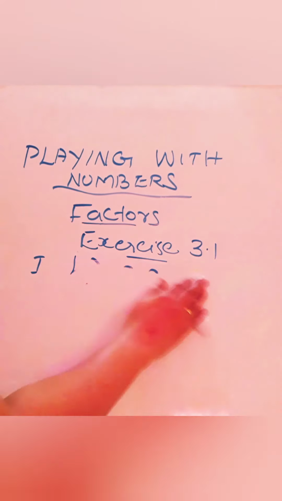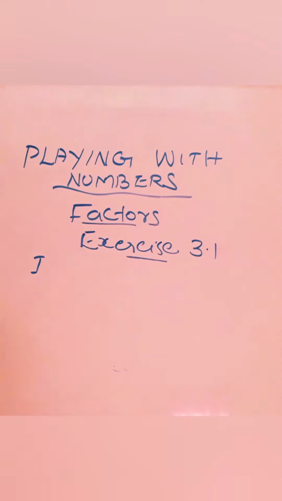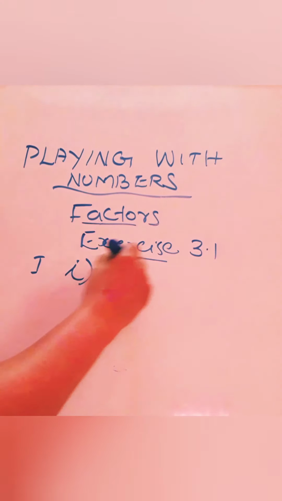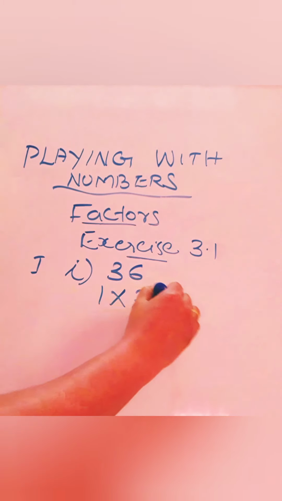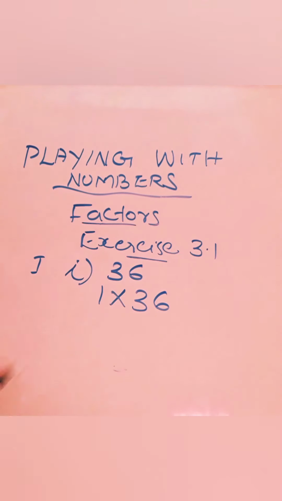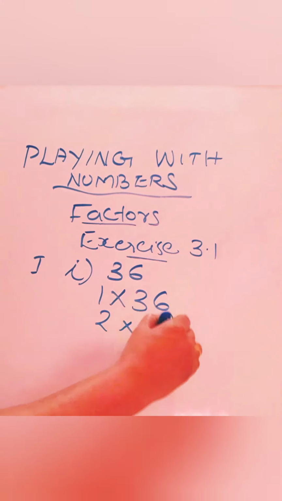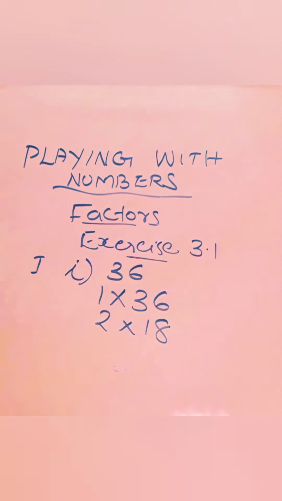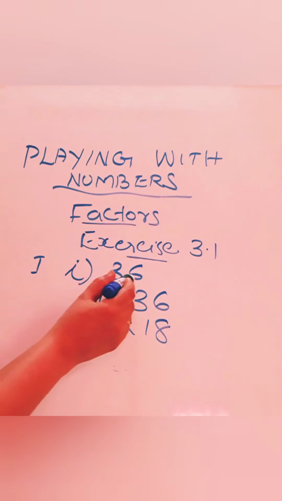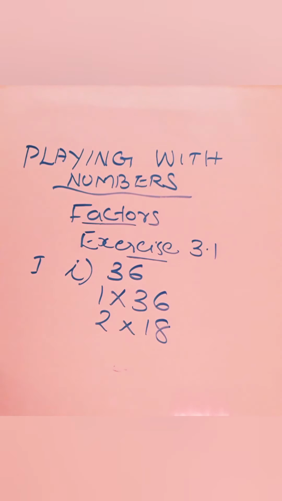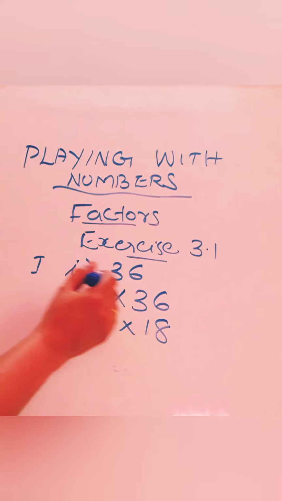Now question I is 36. 36 we will get many. 1 into 36. 2 into 18 because it's an even number. How many times in 2's table? 2 into 18. If you don't know, you can use the division method and find. If the remainder is 0, it's a factor. 3's table, of course: 6 plus 3 is 9. Add the digits 6 and 3. That means it is divisible by 3.